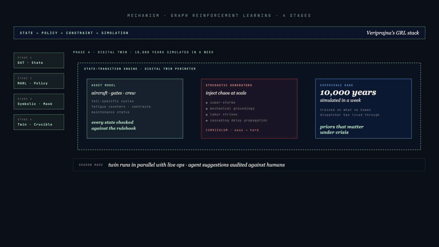Stage 4. The digital twin. Agents do not train on a live airline. They train on a state transition engine that simulates 10,000 years of operations in a week. Stochastic generators inject superstorms, mechanical groundings, and labor strikes. By deployment, the agent has lived through more meltdowns than any human dispatcher.